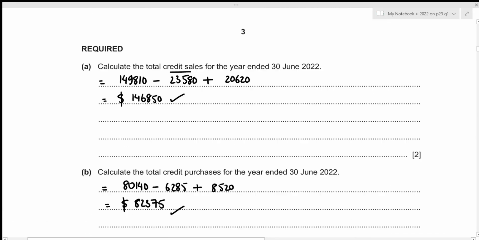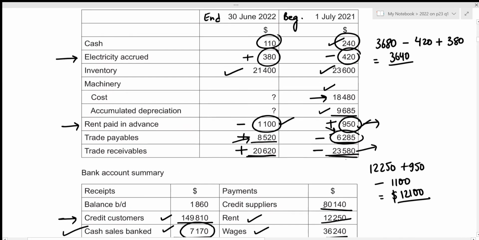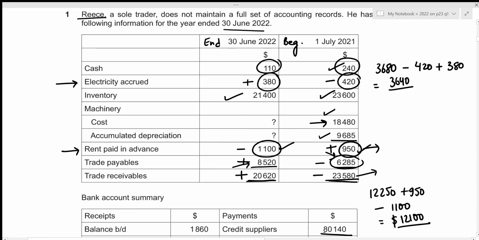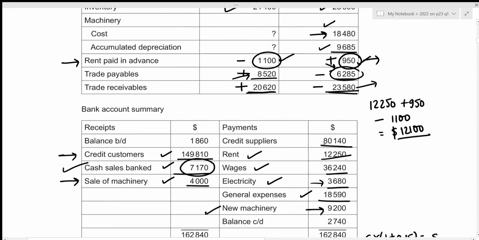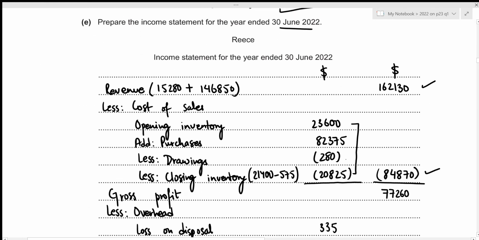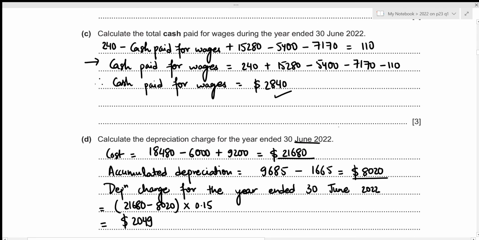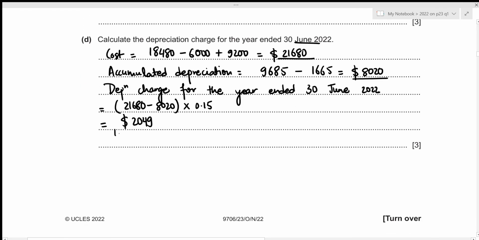Okay, let's have a look above for another overhead. We now have general expenses amounting to 18,590. Let's have a look above. There is no accrual as well as prepayment of the general expenses, and we were not given any sort of additional information, which means that we can include this amount of 18,590 in our income statement. Let's do that. That will be general expenses with the amount of 18,590. Now the final one we have will be the depreciation charge, which we already calculated to be 2,049.